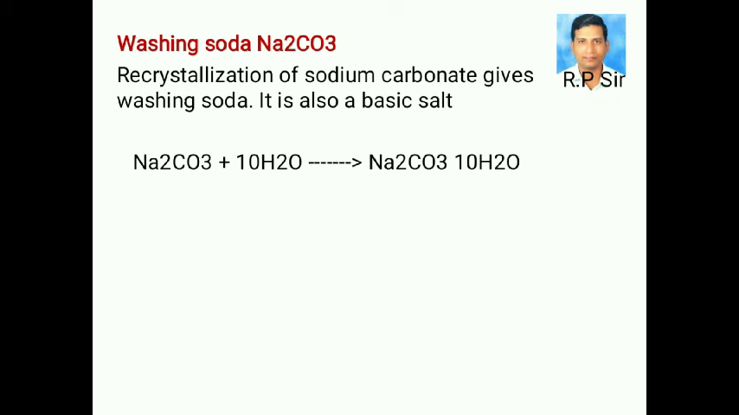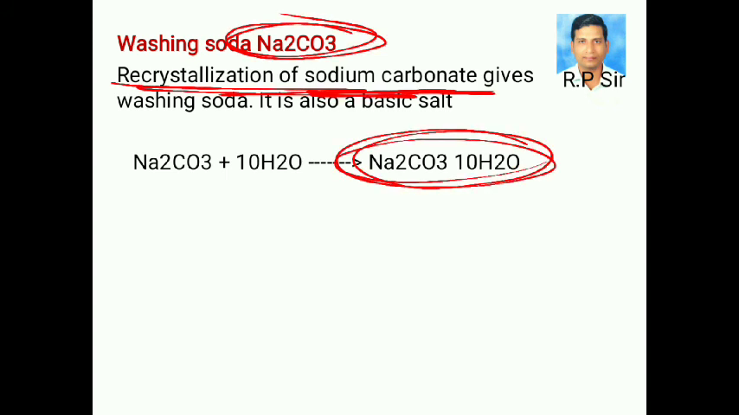Now let us know about washing soda, that is sodium carbonate. How can we prepare washing soda? Recrystallization of sodium carbonate gives washing soda. The washing soda formula is Na2CO3.10H2O. It is also a basic salt.